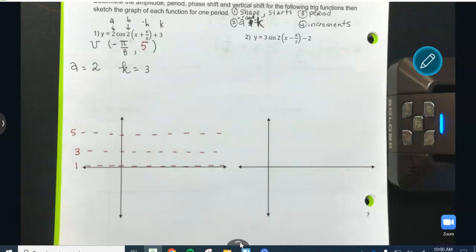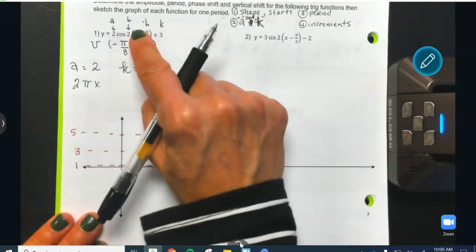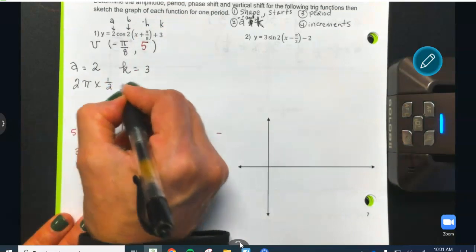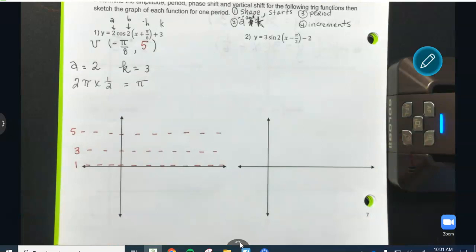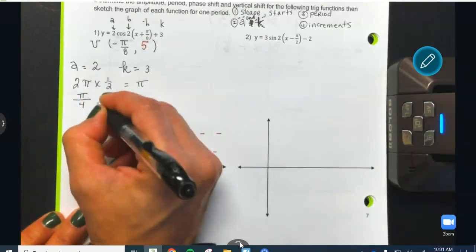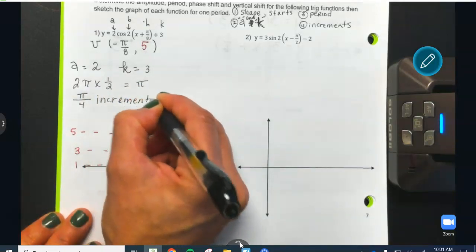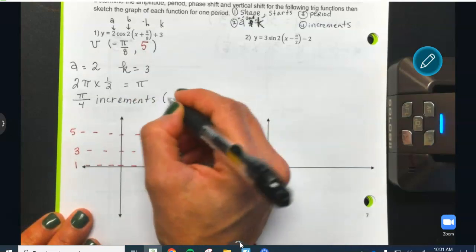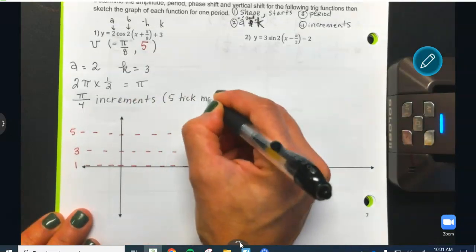All right, let's deal with our x-axis. In order to look at our x-axis, we need to know our period. It's 2 pi times the reciprocal of b, which is 1/2. So our period is pi. Let's multiply that by fourths. That's going to be our increments. By the way, we're going to need 5 tick marks on the x-axis.